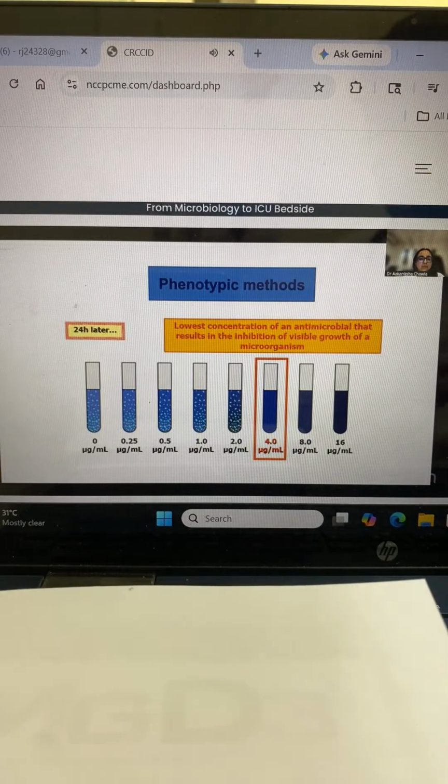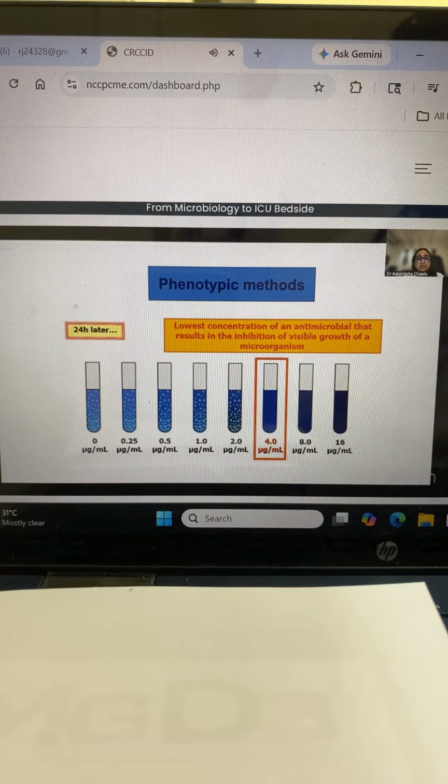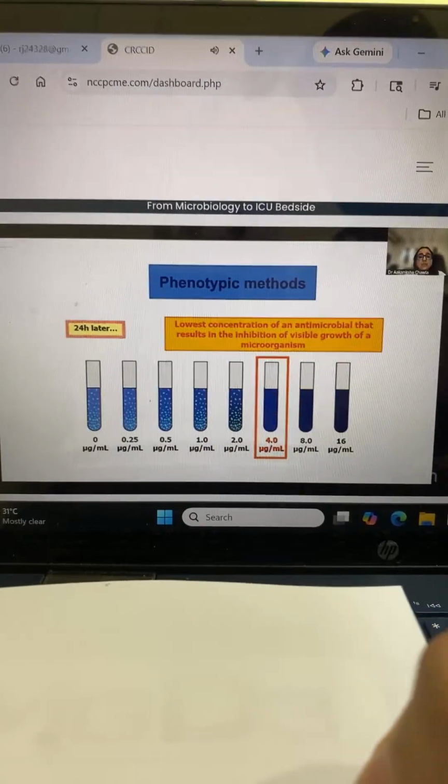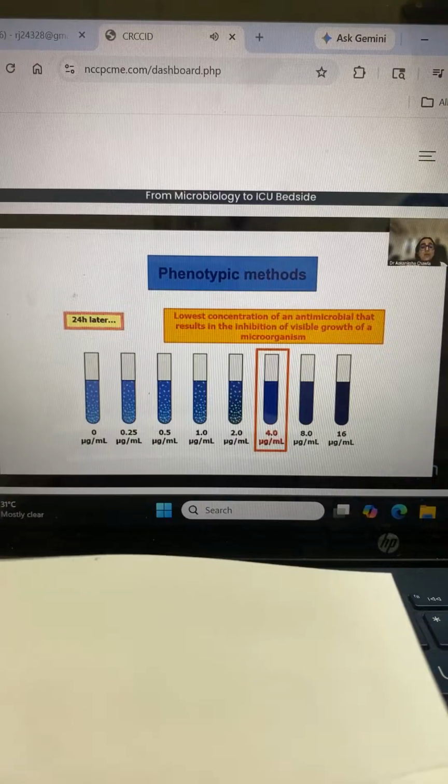Results in the inhibition of visible growth of a microorganism is the MIC. As you can see in this picture, at 4 microgram per ml, there was complete inhibition. And of course, subsequently at the higher concentrations as well. So this is your MIC.